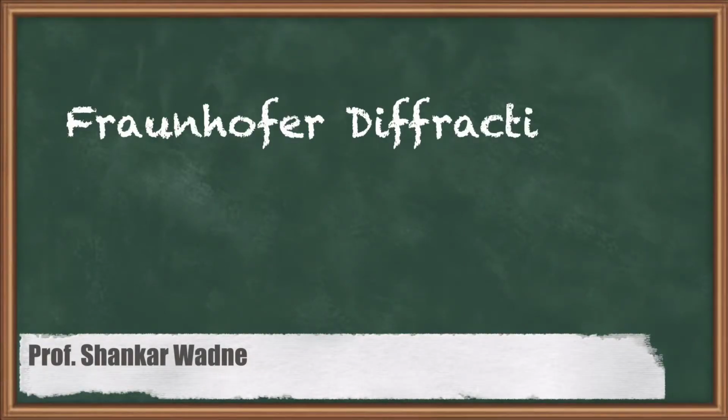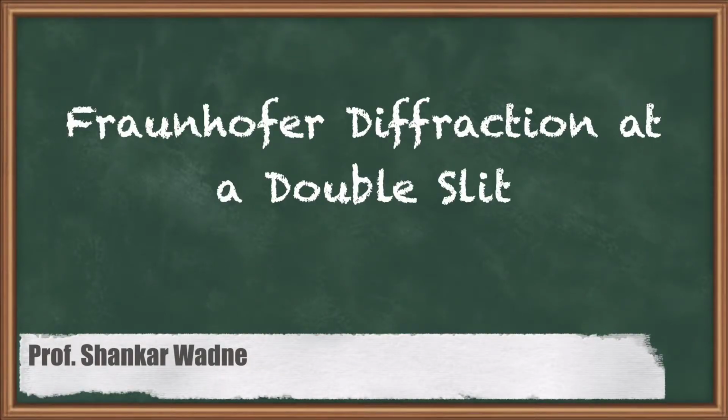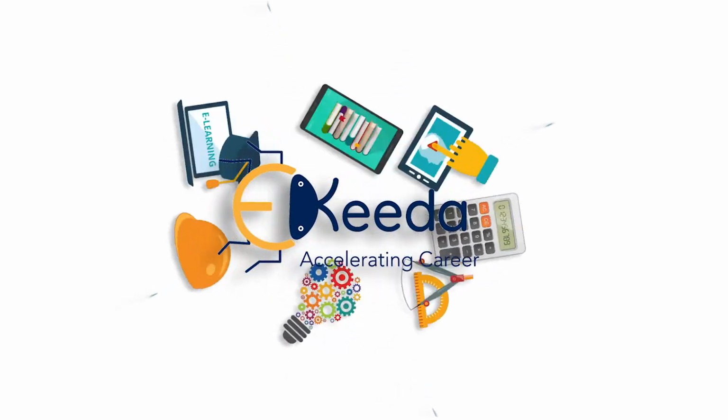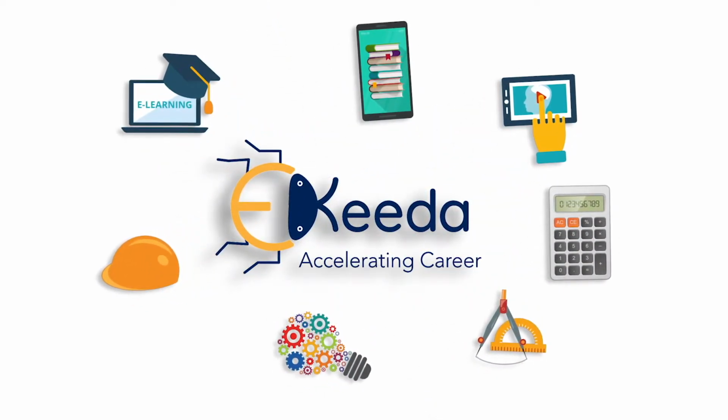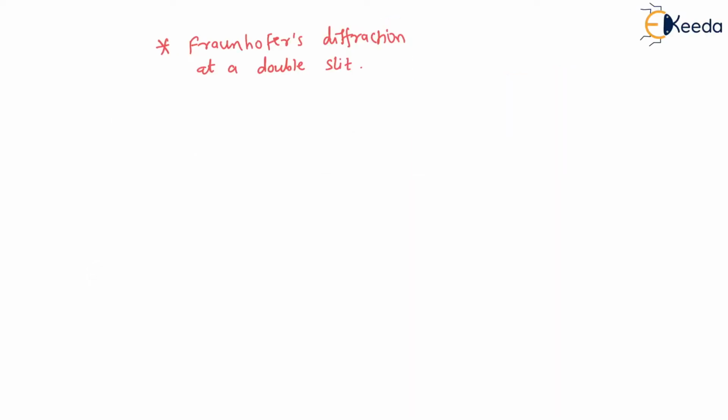Hello, my dear friends. In this lecture, we are going to study the Fraunhofer diffraction pattern at a double slit. In the previous session, we have seen how the Fraunhofer diffraction takes place when we consider a single slit. Now, in this lecture, we are going to study the Fraunhofer diffraction pattern at a double slit. So instead of a single slit, now we will consider a double slit.